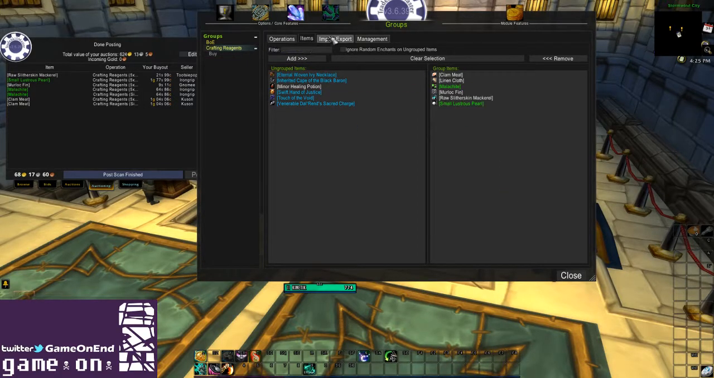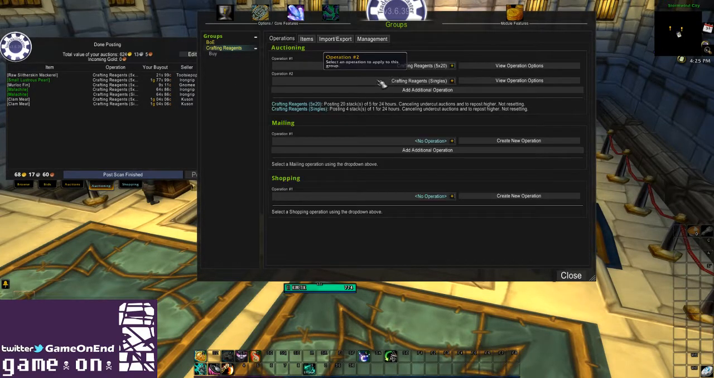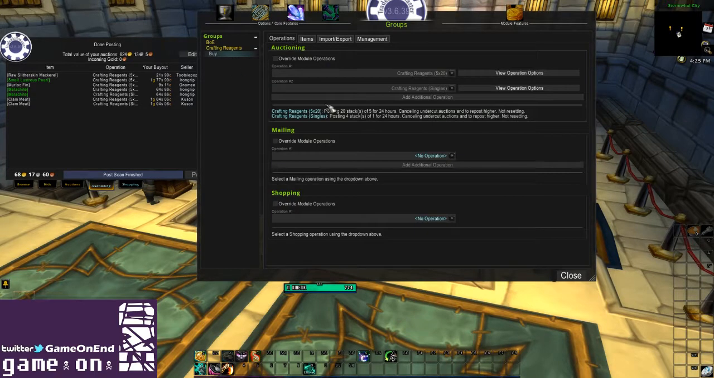Now these items are still in the parent group, and they still will have the selling operation that we have applied, but we can now see here, if we click on operations for the subgroup, that we can just follow whatever the selling operation is for the parent group, but we can also apply a shopping operation here that only goes to this subgroup by clicking override module.